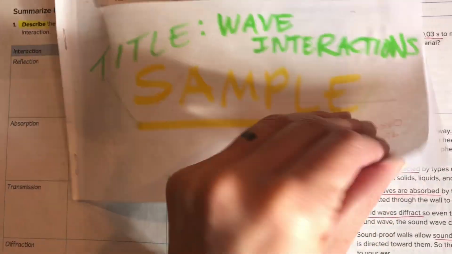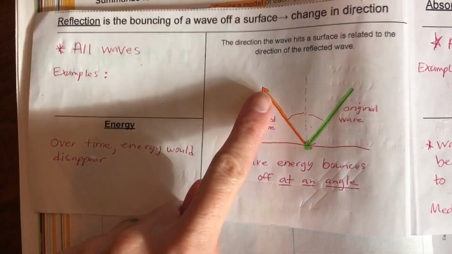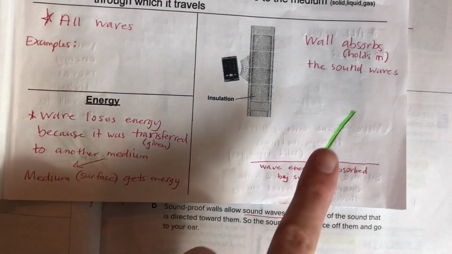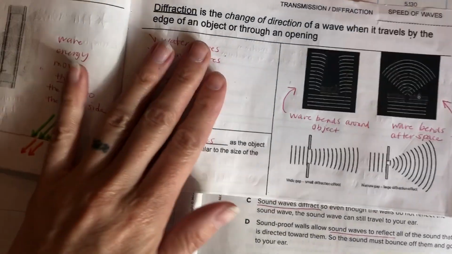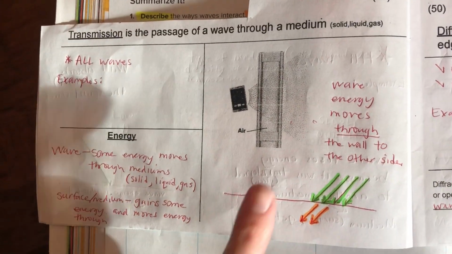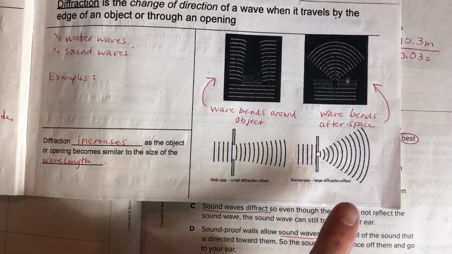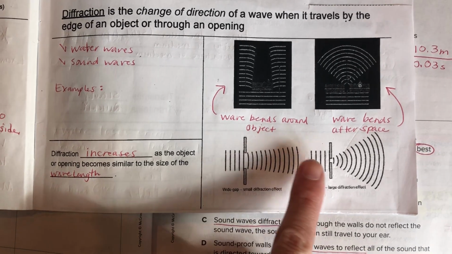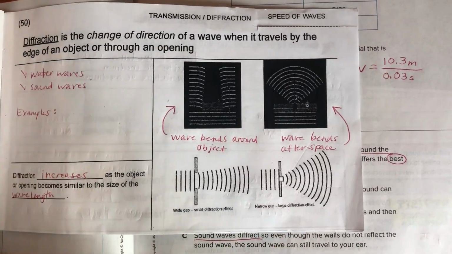If you look in here, you've got your description and your model right here of reflection. Here's absorption and a model right here. Here's transmission and your model. You can use this as your model, and diffraction. Definitely use these as your model, showing the wave bending around an object as well as the wave bending through a space. Okay, so that is for this summarize it chart.